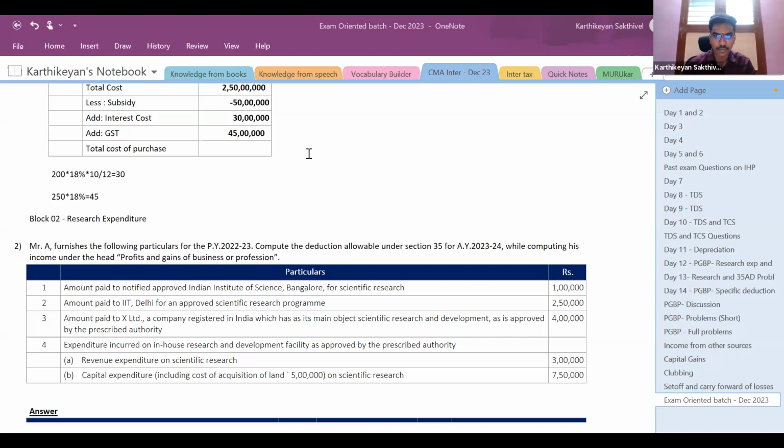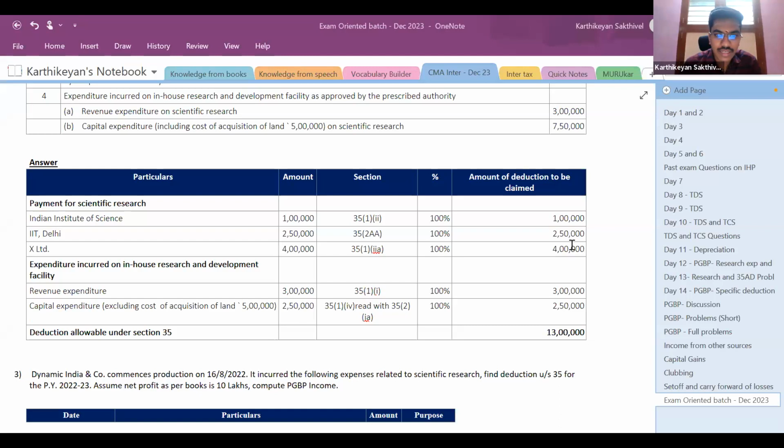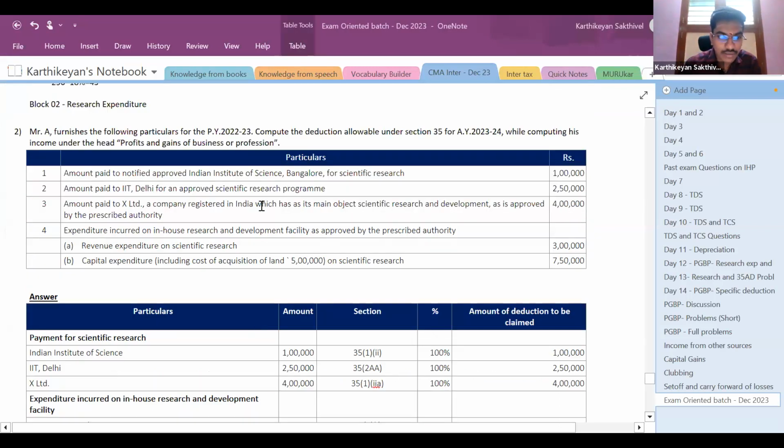Solve பண்ண பார்க்கலாம் டக்குன்னு. As rightly said by Naveen, the answer is 13 lakhs. So how did that come? We'll just check it here.